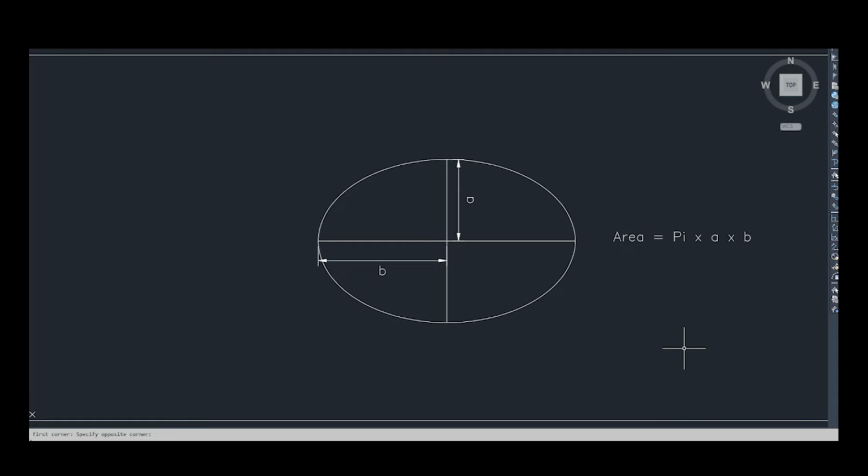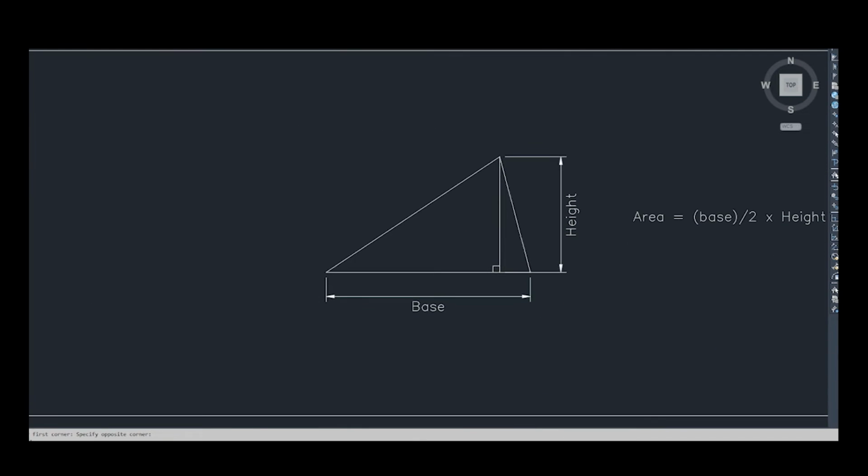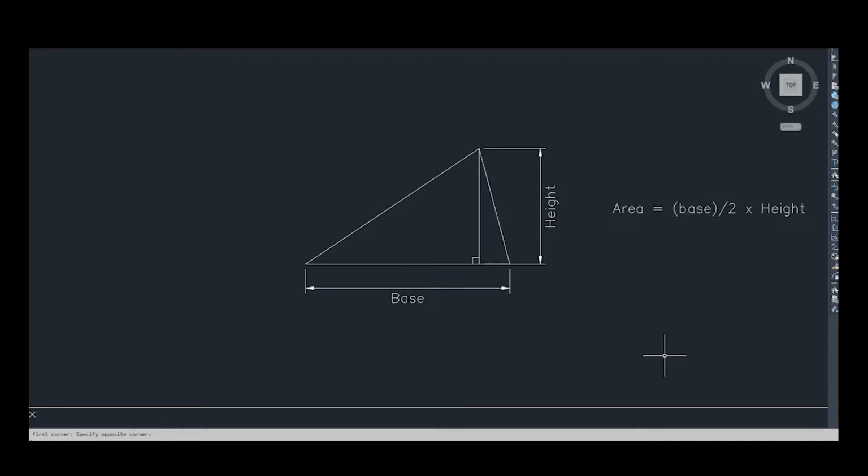Very rarely do we use this, but it's a good trivia question to know, if you're having a lisp. If you take pi times a times b, which are the half-axes, you'll get the area of an ellipse. Now, this is the one that's the most important. For the area of a triangle, most people treat that as half the base times the height. And that will give you the area, no doubt about it.